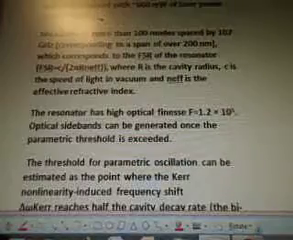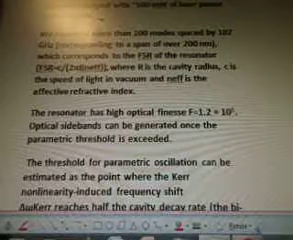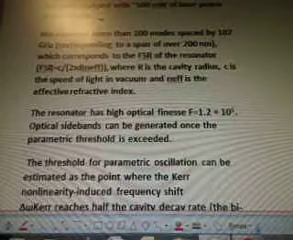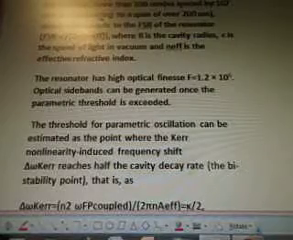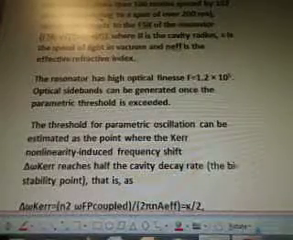Here's another calculation, where R is the cavity radius and c is the speed of light in vacuum, and n_eff is the effective refractive index. So you want to use those calculations when you do this. We've got speed of light coming up, n_eff. So we have effective refractive index. So I'm going to do effective refractive index.